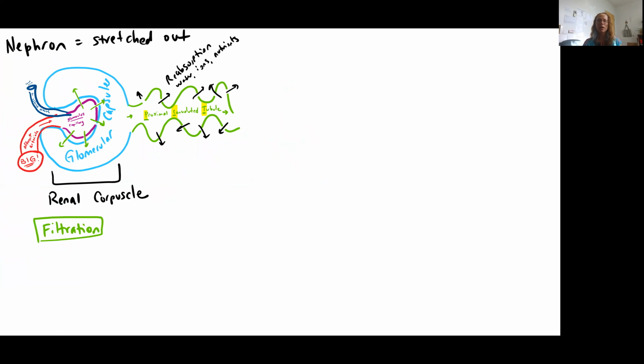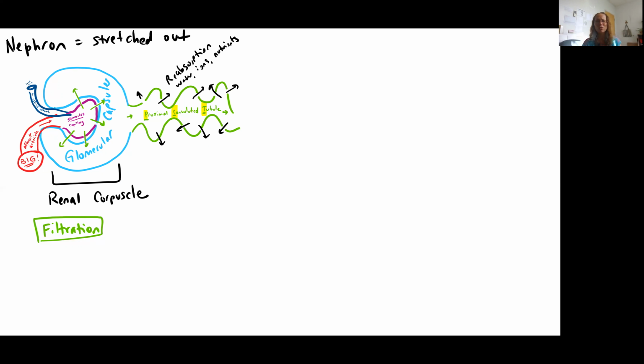The job of the proximal convoluted tubule will be reabsorption. Reabsorption means leaving the nephron and ultimately moving back into the bloodstream. So we're going to return water, ions, and nutrients back to the bloodstream. Remember, one of the jobs of the kidney is to conserve nutrients, and so we're seeing that here. This has to happen because filtration is not very selective.